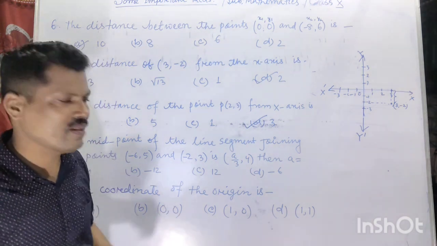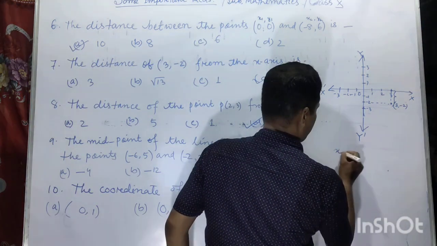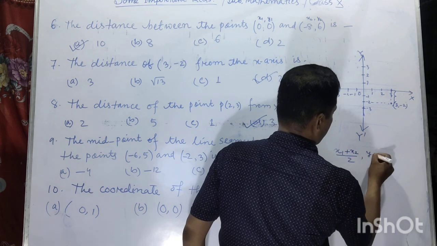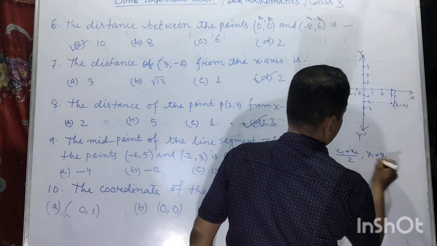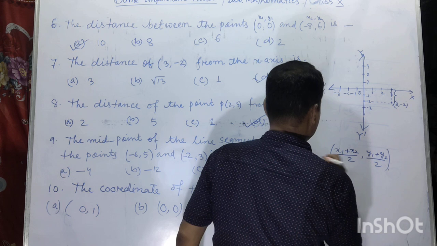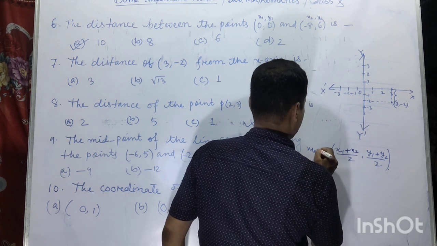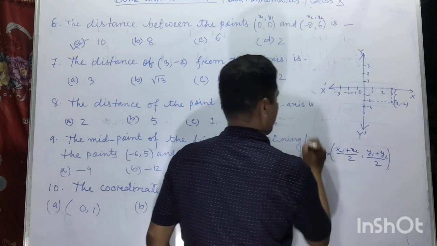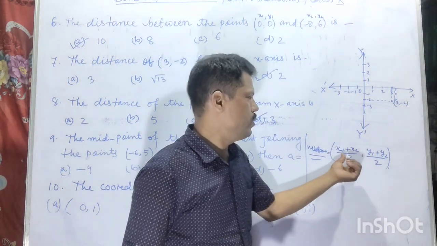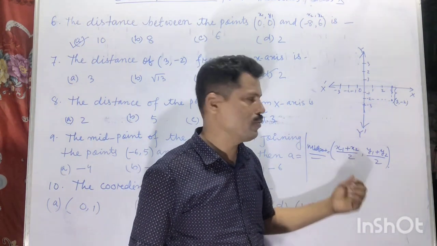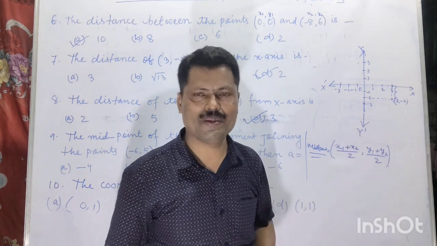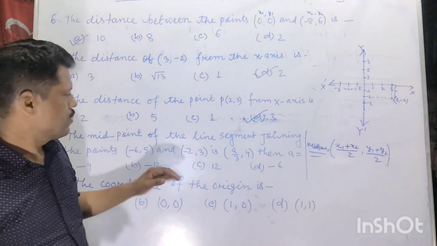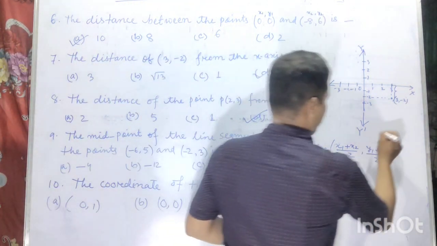So how can we apply this? The midpoint formula is x1 plus x2 divided by 2 comma y1 plus y2 divided by 2. We know the midpoint formula, and to find the midpoint we have to apply it like this. Now that 2 points are given, you can write the 2 points separately here also.